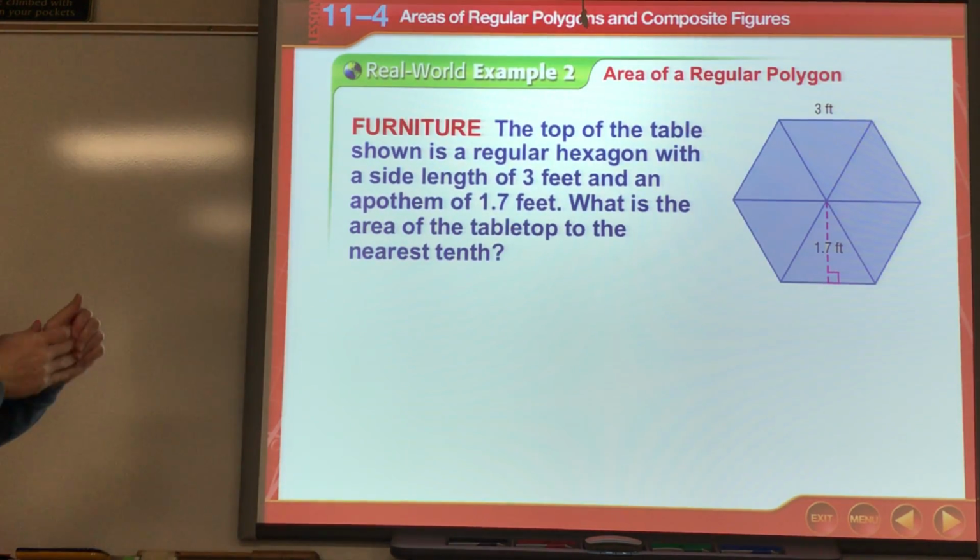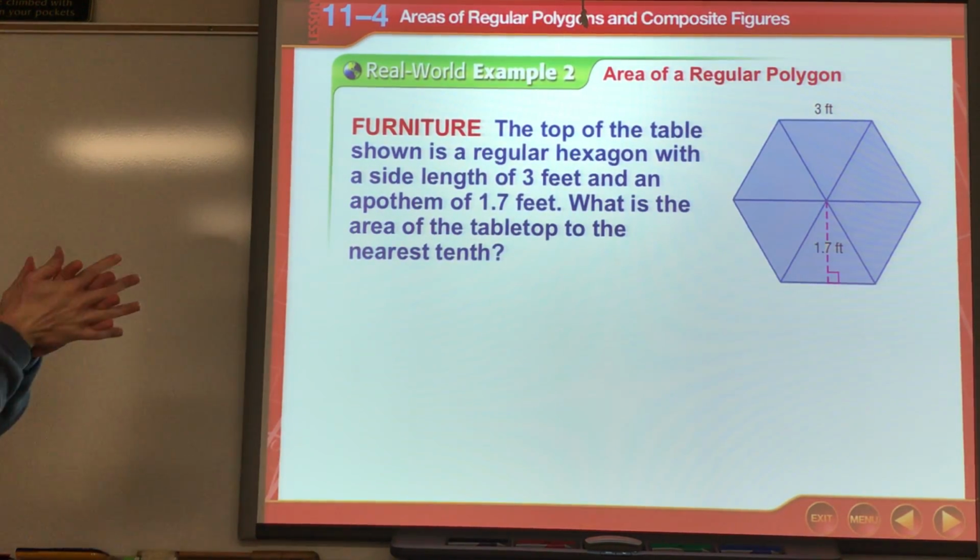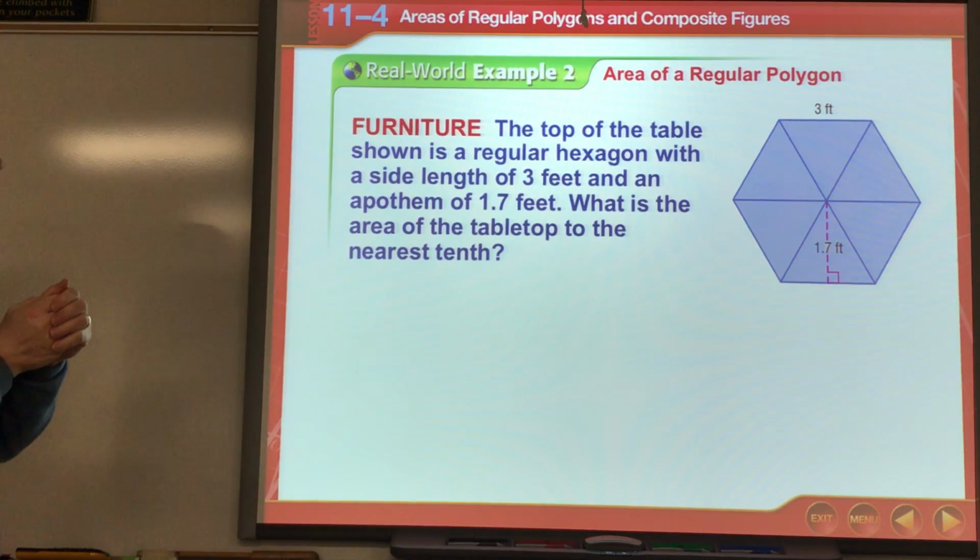What about this? You've got this hexagon here where we've drawn 6 congruent triangles. Okay, so the top of a table shown is a regular hexagon with a side length of 3, and an apothem of 1.7.